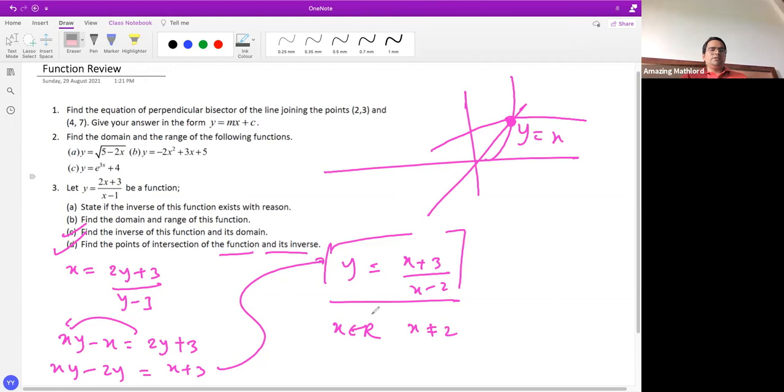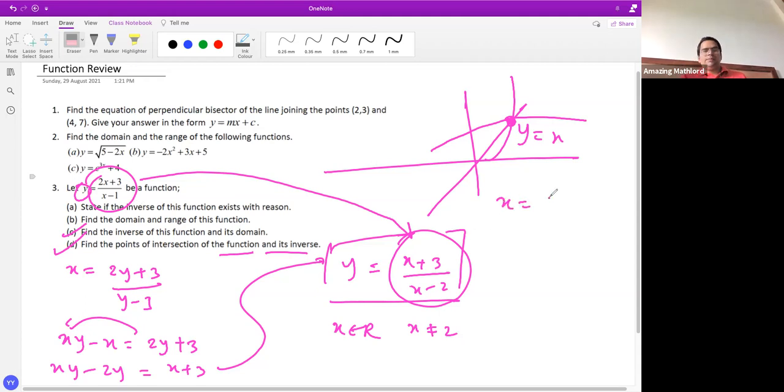So there are two ways you could do this. You found this inverse, you found this function, you just equate them and solve for x. That's one way. Or you could just replace this y with x, because you know that along that line itself, they're going to meet. So you can save some time by doing this. And this is also another required skill.